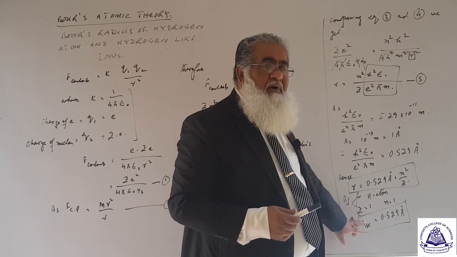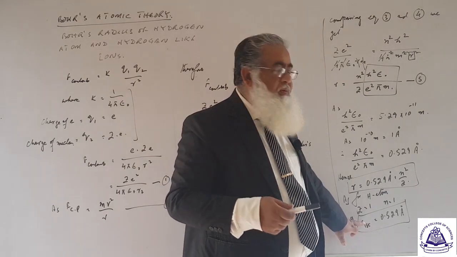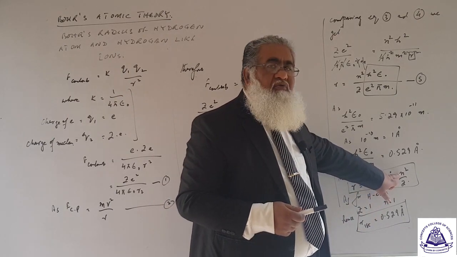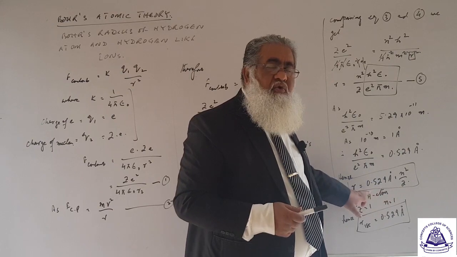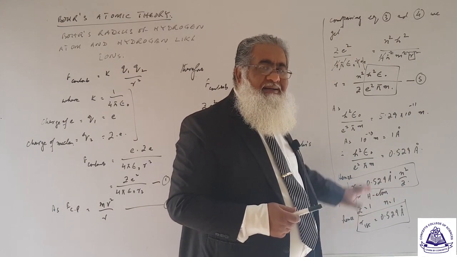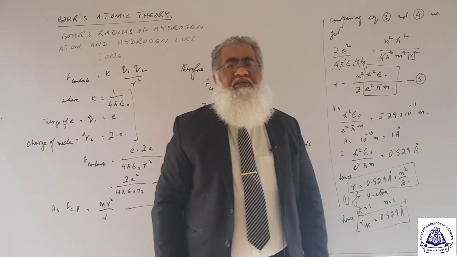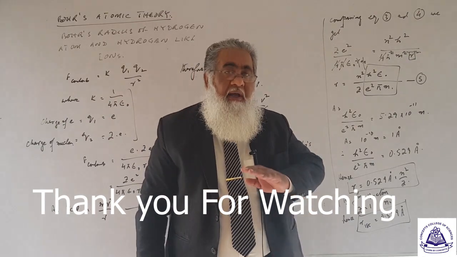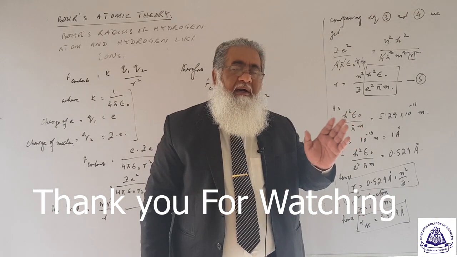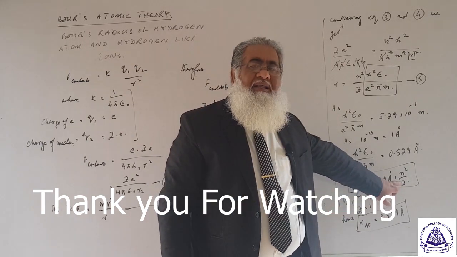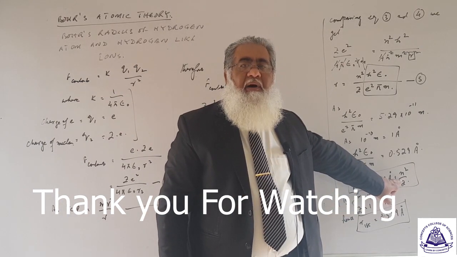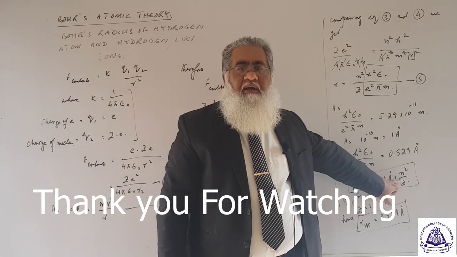Similarly, if we want to find the radius of second orbit of hydrogen atom, at the place of n, we will write 2. Answer will be 2 square over 1 into 0.529. Hence, we can find the radius of any shell of the hydrogen atom. If hydrogen is replaced by hydrogen-like ions such as helium ion or lithium ion, then atomic number will also be replaced by the known value accordingly.